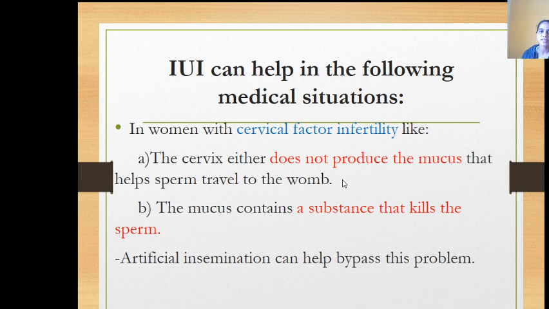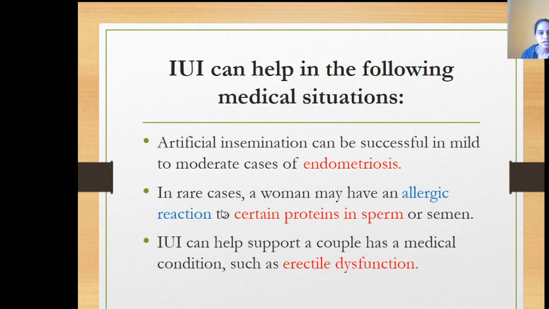So spermatozoa must pass through the cervix to enter into the uterine cavity. But it doesn't happen because the mucus production is very little, or it might contain certain substances that might kill the spermatozoa. So to bypass these two problems, artificial insemination is done. I'll repeat, artificial insemination is the process of directly inserting the semen into the uterine cavity. Okay. Artificial insemination can also be successful in mild to moderate endometriosis. We have already discussed what endometriosis is. You must be familiar. So even in case of endometriosis, this can help.